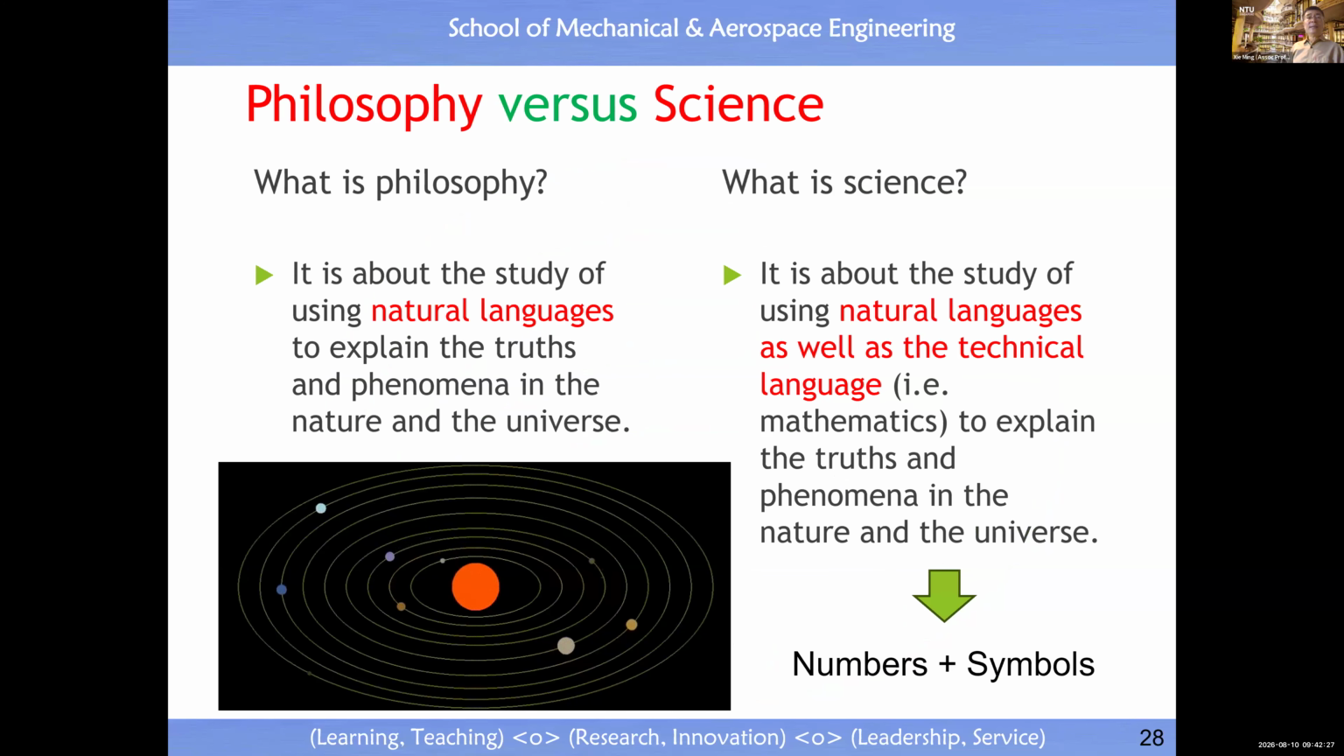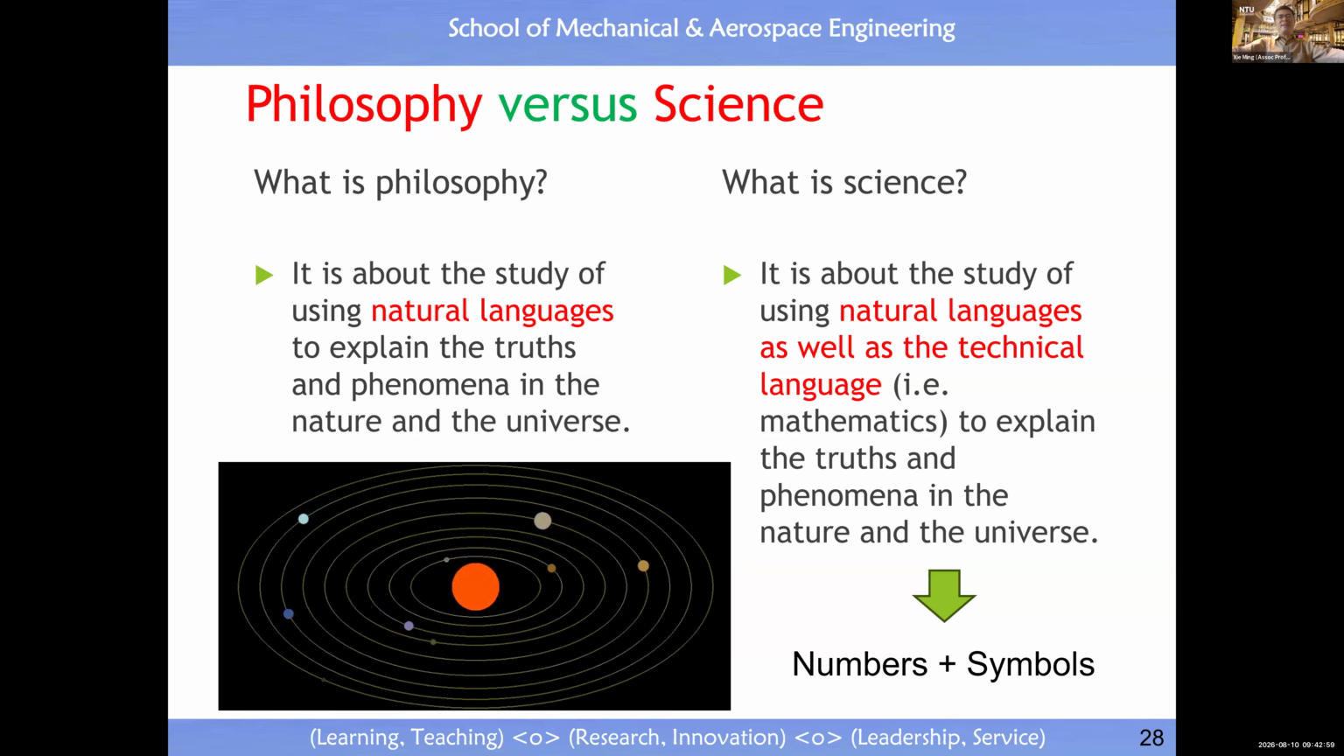Okay, so this is also for you to know the difference between philosophy and science. Why am I showing you this slide? This is to ask you to pay attention to language. Philosophy means explanation of the truth with the use of natural language. Now you see the terminology: natural language.